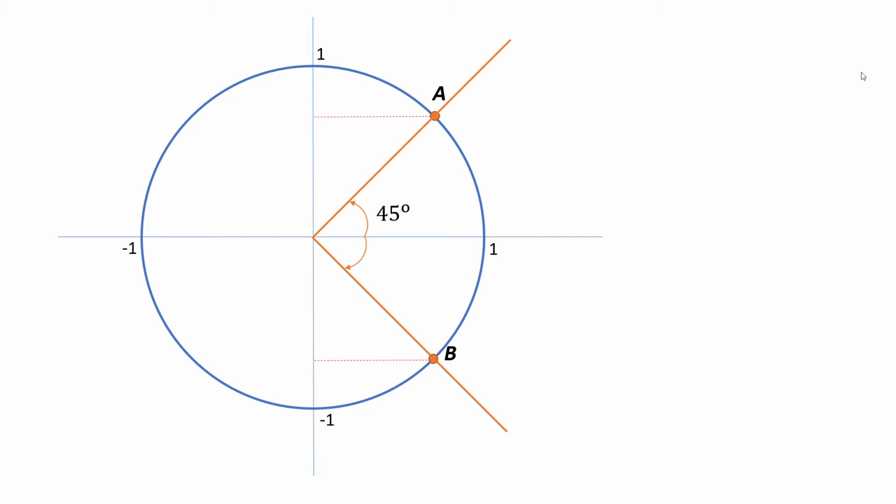And by convention, people decided to call it negative 45 degrees. So every time we go counterclockwise, we're going to add positive numbers. When we go clockwise, we're going to add negative numbers. So the vertical coordinate of point A will be sine of 45 degrees, and the vertical coordinate of point B will be sine of minus 45 degrees.